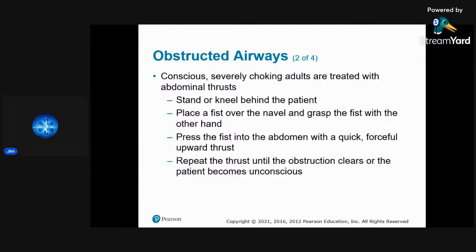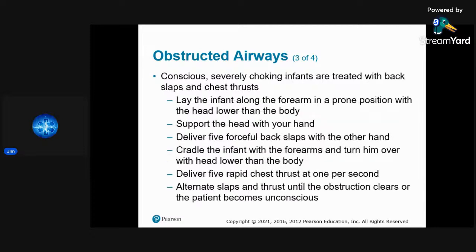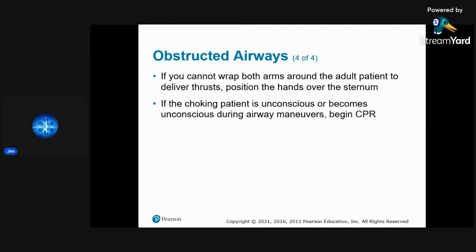Again, the conscious, severely choking adult, which means total airway obstruction, we're going to use abdominal thrust. We're not going to go over that because we did it in CPR, but remember, if they do go unconscious, we're going to start CPR. And an infant that's choking or has a fully obstructed airway, we're going to use the back thrust, chest thrust maneuver, just like we talked about in CPR.